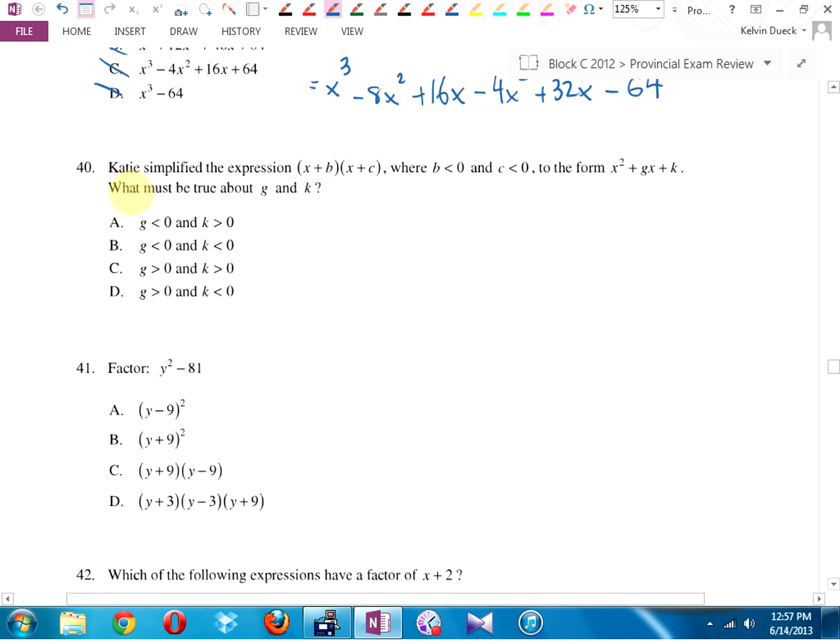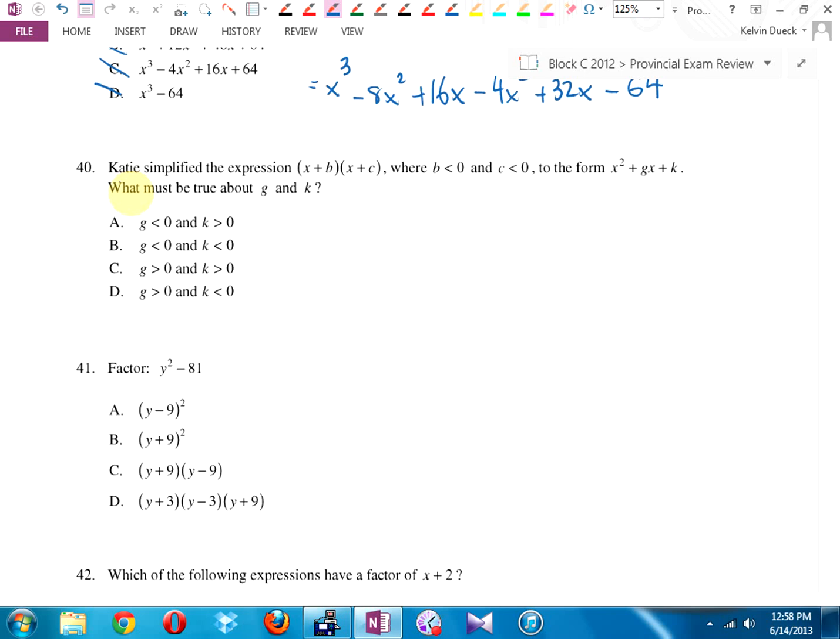All right. It says this. Katie simplified the expression x plus b times x plus c, where b and c are smaller than 0. What numbers are smaller than 0? This is really saying b and c are negative. What must be true? You know what? Let's make up some negative numbers. How about some nice ones?